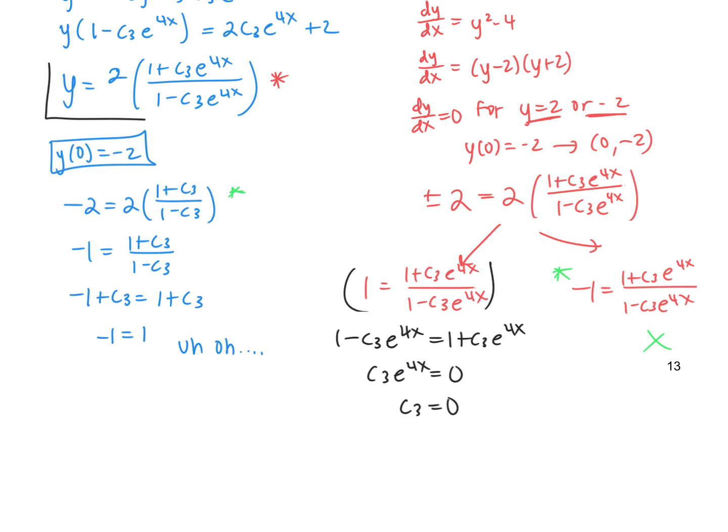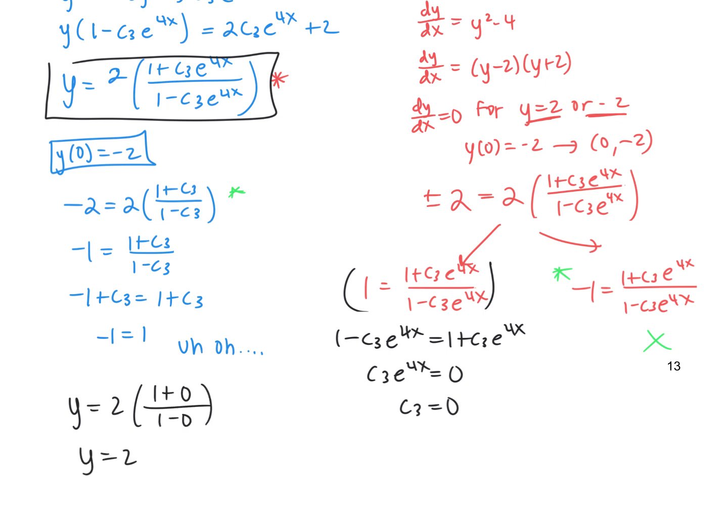So going all the way back to this general solution that we got then, we have y equals 2 times 1 plus 0 over 1 subtract 0, which gives us simply y equals 2. So that is our specific solution that comes from the initial condition we were given. So if you remember, this is called a singular solution.